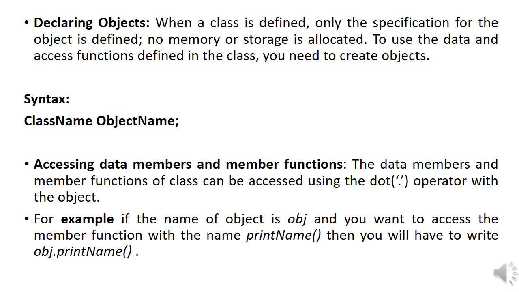Then for accessing the data members and the member functions, you can use the dot operator along with the object. For example, if you want to access a function printName that is present inside a class, it can be accessed by using the object of that class. Suppose obj is the name of the object. Then the function printName can be accessed by using the dot operator along with the object obj. So the syntax is obj.printName(). That will allow you to access the function printName from that class.